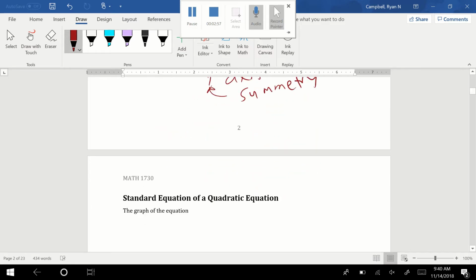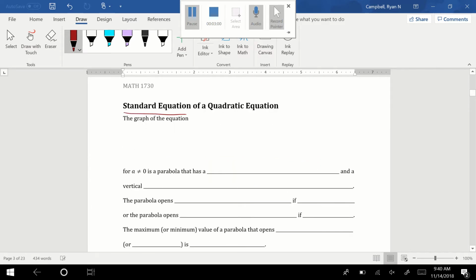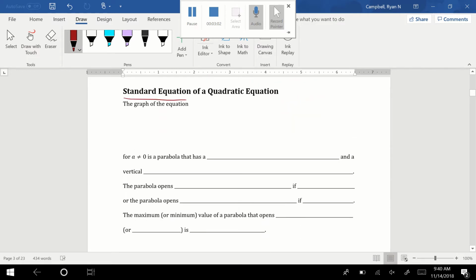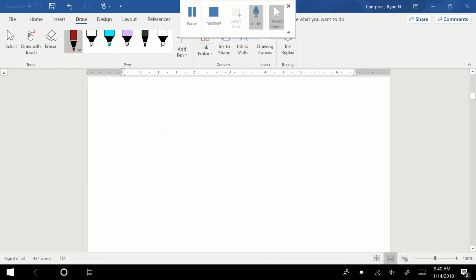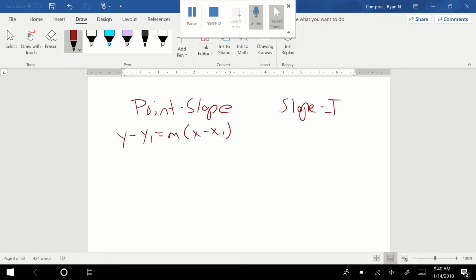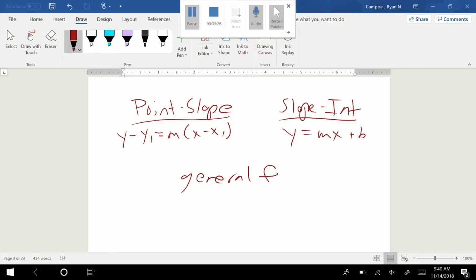All right, so the standard equation. Just like for linear, we have the point-slope form, y minus y1 equals m times x minus x1. And then we also have slope-intercept form, which is y equals mx plus b. So there are many forms. We even have the general form of linear, which is ax plus by equals c.